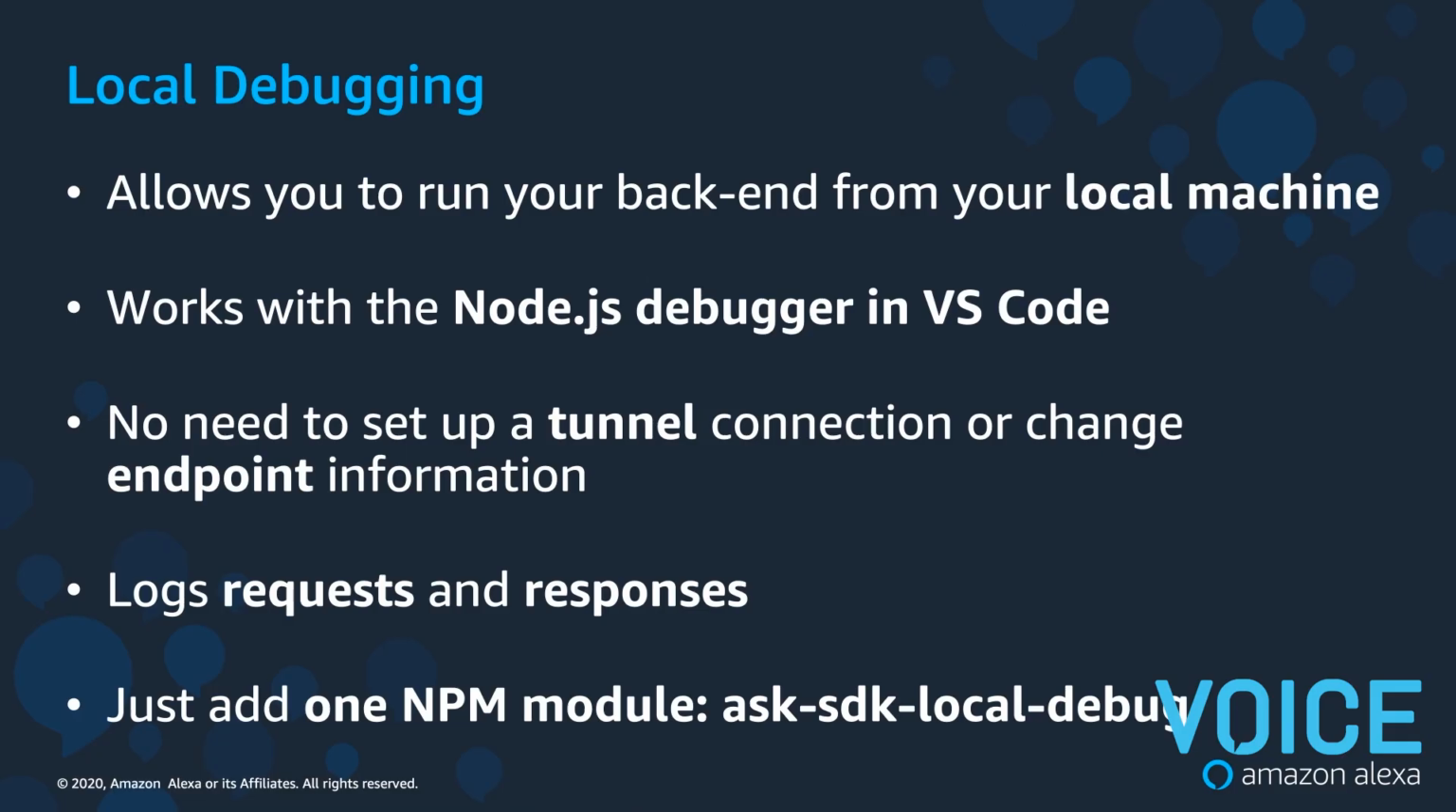So let's cover the last topic and one of the most powerful features of the toolkit, local debugging. Local debugging comes with multiple advantages, with the top one being that you can set breakpoints and use the native debugger in VS Code. And unlike previous solutions, you don't have to set up anything on your side to channel the connection to your machine. No tunnels needed and no endpoint changes needed. It all comes down to adding one extra NPM module to your project.